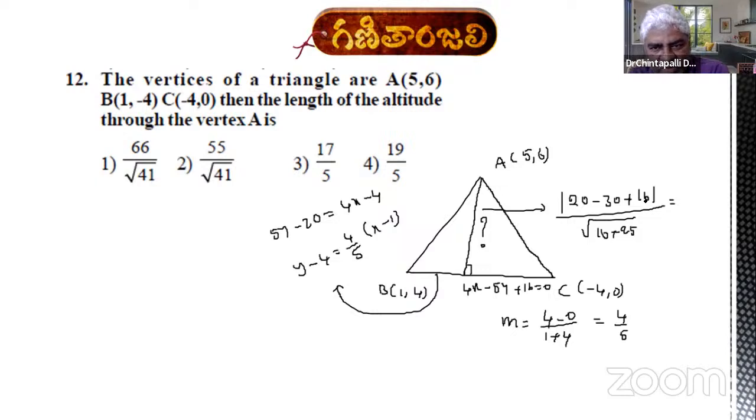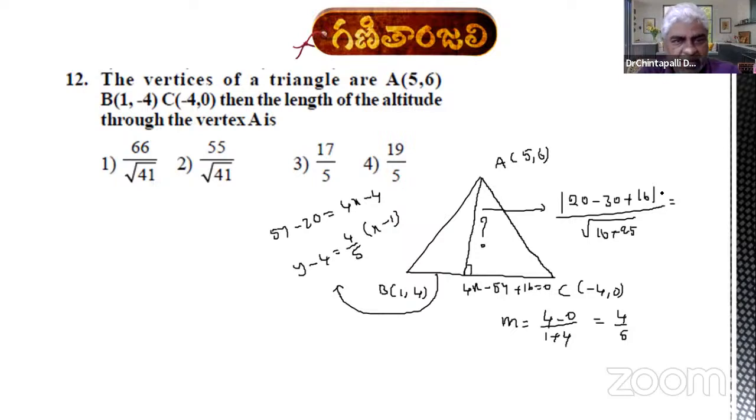Is that equation correct? 1, 4. 4 minus 20 minus 16. Correct only. Minus 16. Yeah, correct. Equation correct only. Point is 5, 6. 4 into 5 minus 6 into 5. 4 into 5, 20 minus 30 plus 16.